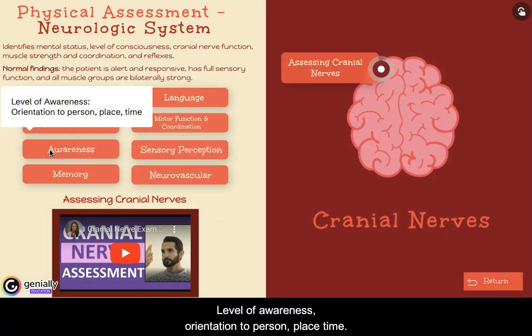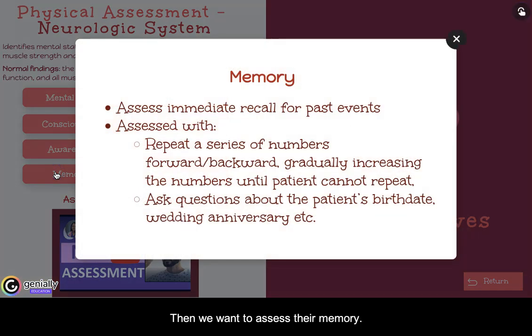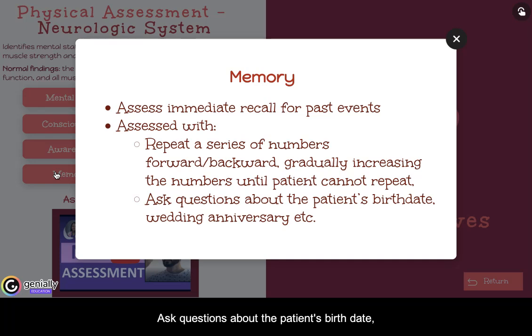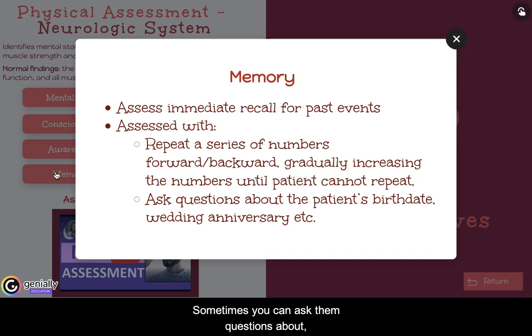Awareness, level of awareness, orientation to person, place, time. Are they aware of the situation around them and where they are, who they're talking to, why they're there? Then we want to assess their memory, immediate recall for past events. This can be assessed with repeating a series of numbers, forward and backward, and gradually increasing the numbers until the patient cannot repeat them. Ask questions about the patient's birth date, wedding anniversary, etc. These are ways you can check their memory. Sometimes you can ask them questions about, okay, who's your president? Which state do you live in? Where are you right now? Things like that, just to check their memory.